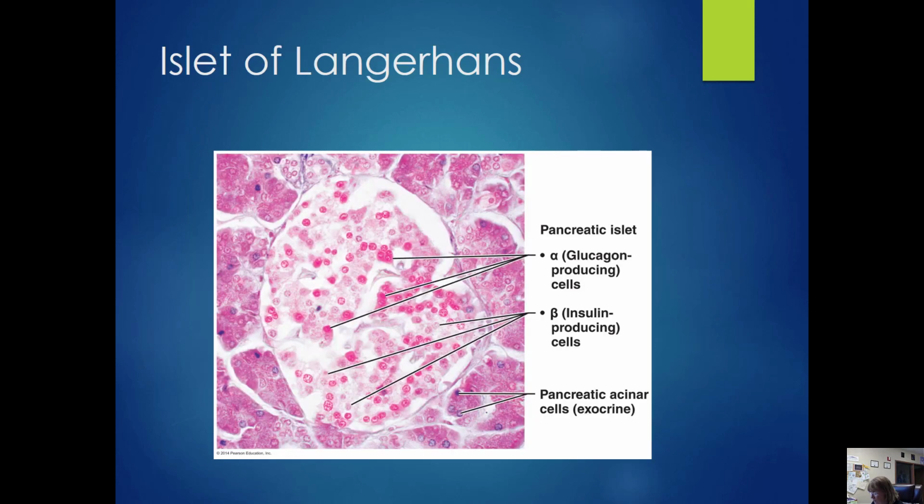Okay, here are the endocrine structures within the pancreas. These are called the islets of Langerhans, or the pancreatic islets. There are actually 3 types of cells, but we're just going to worry about the 2 types of cells within the pancreatic islets. So the alpha cells are the glucagon-producing cells. Here, the darker red ones. The beta cells are the lighter-colored cells.